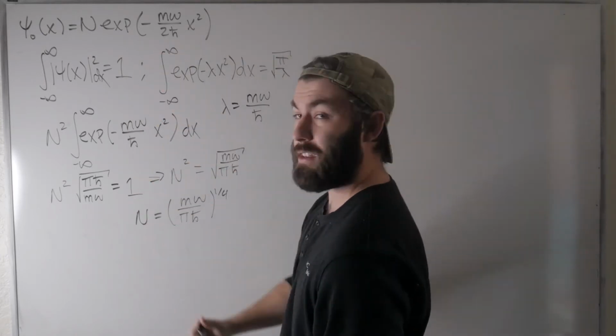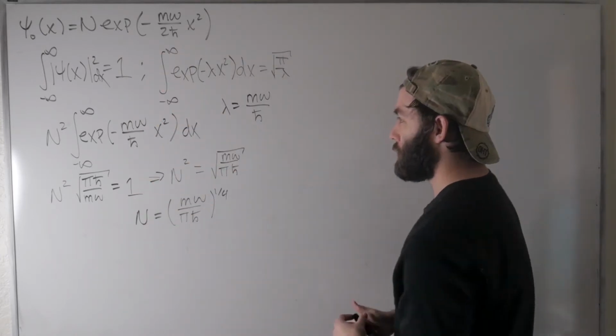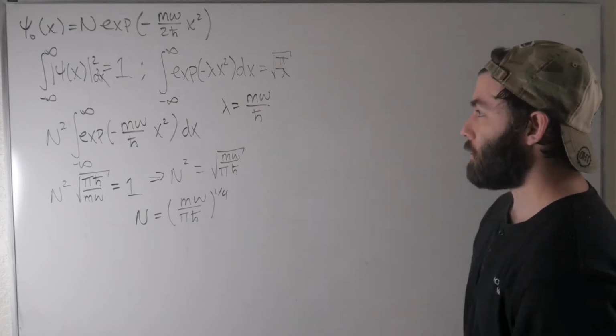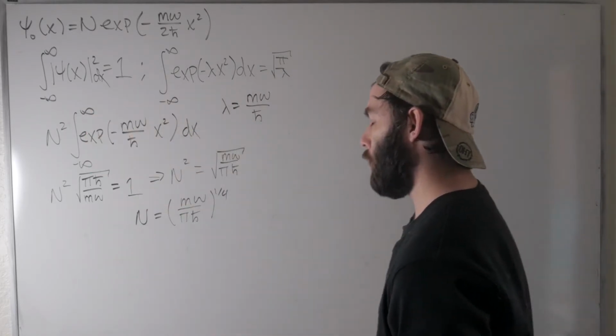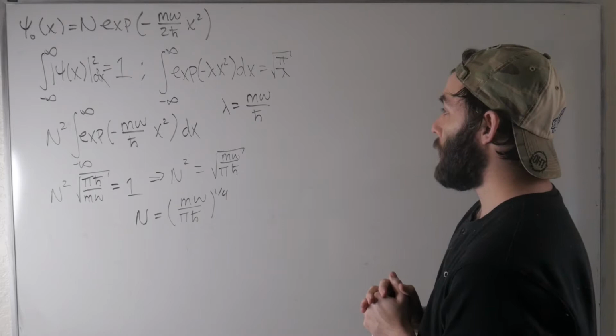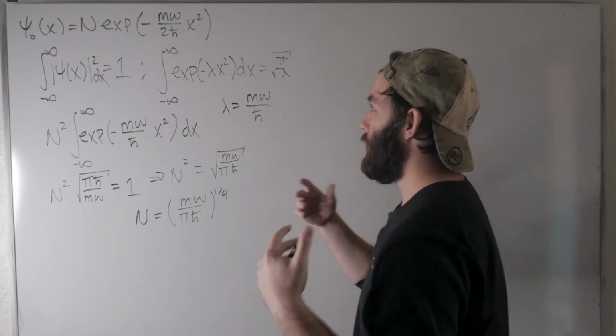See, we don't have to actually solve the Schrodinger equation to get this constant. To get the Gaussian, yeah, we do, but this part we can actually do just by using this little integral and this Born rule. Okay, great. A couple of quick comments on this.